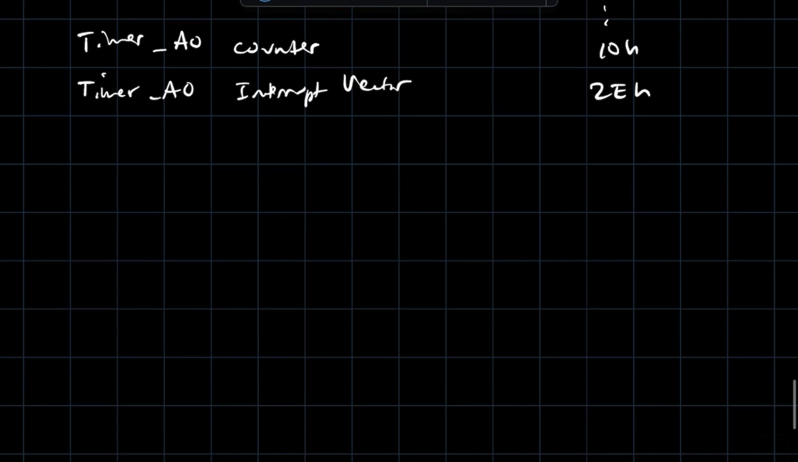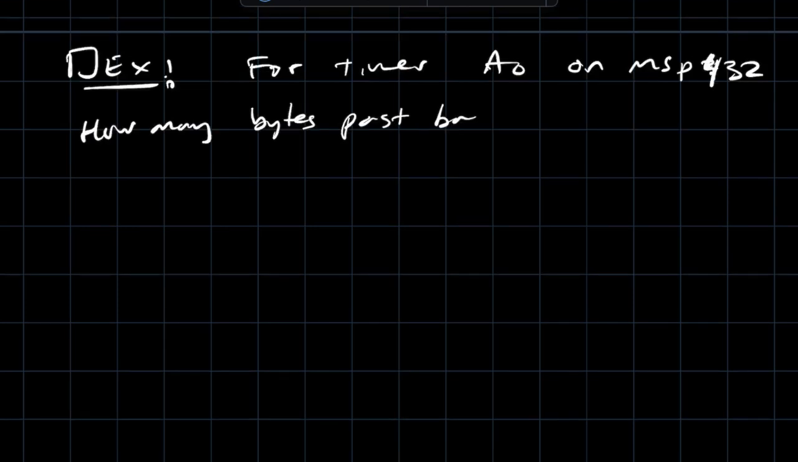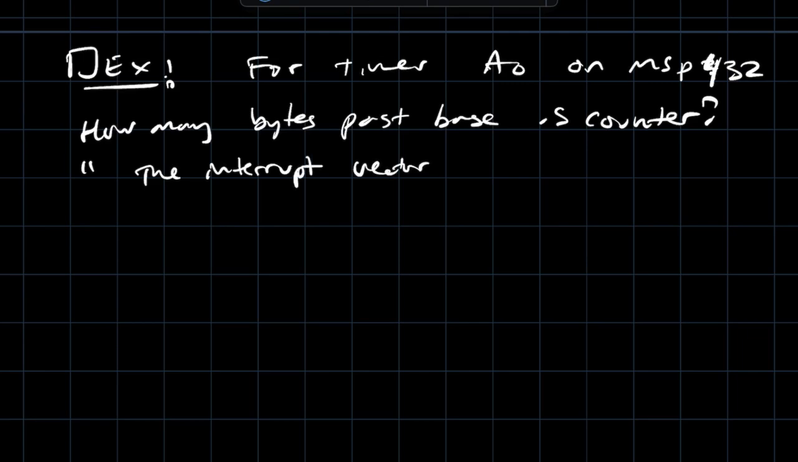Let's say for timer A0 on the MSP432, that's a 4, I promise. How many bytes past the base is the counter? How about the same for the interrupt vector? And what are their addresses?